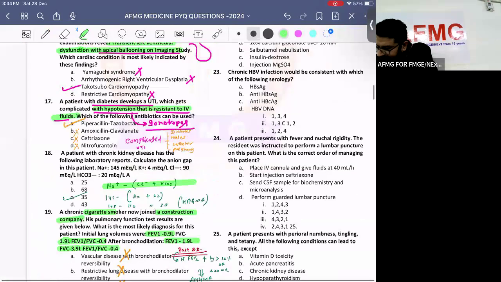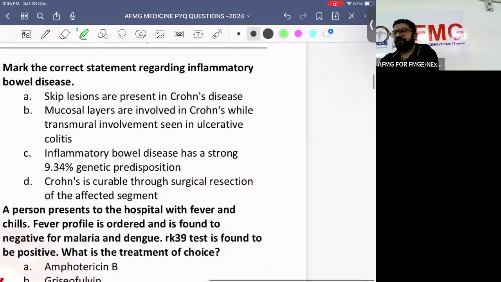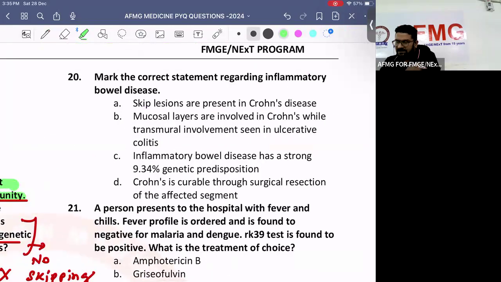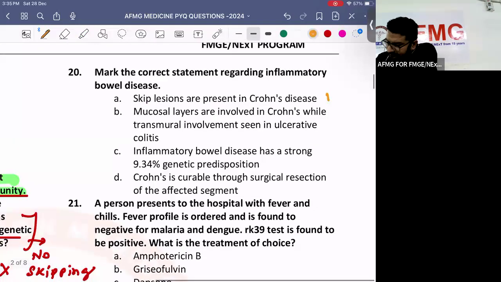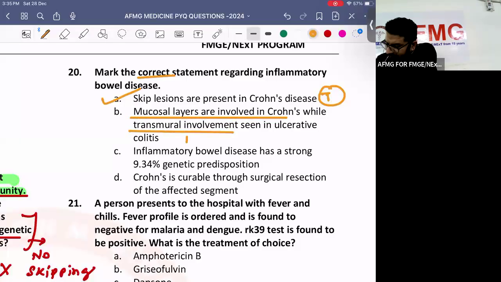Okay, moving to next. This one is easy. They're asking you the correct statement. Skip lesions are present in Crohn's disease, true or false? This is a true statement, so this is the correct answer. Mucosal layers are involved in Crohn's disease, while transmural, this is false.